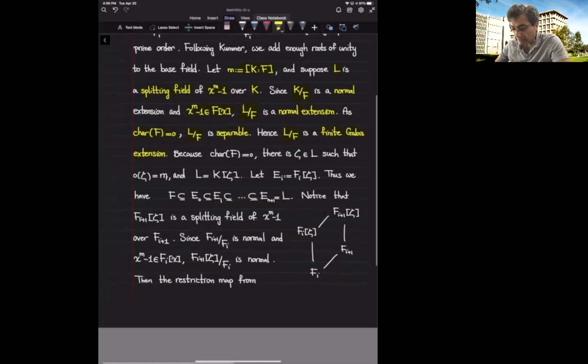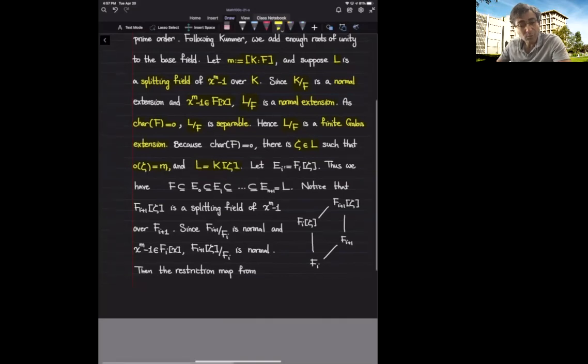If I call that guy zeta, it has multiplicative order m. And when I add this zeta to the base field K, I'm going to get L back. Notice that all the zeros of x to the m minus 1 are powers of zeta, and therefore this L would be precisely the base field K joined with zeta.